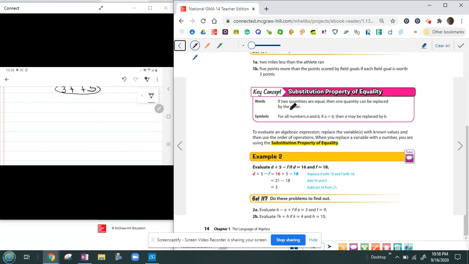All right. So substitution, right? Here's the symbols. It says for all numbers a and b, if a equals b, then a may be replaced by b. Okay, so as long as you know something's equal to something else, then you can take the one thing out and put in the other thing. All right, so let's roll. Let's check out these examples, and we'll do them quickly because I think you guys will be all right with these. Okay, so it'll say evaluate and then give you an expression, and then they tell you what are equal so you can substitute. So if D is equal to 16, then wherever there's a D, you can put a 16. If F is equal to 18, wherever there's an F, you can put an 18. All right, so here you go.